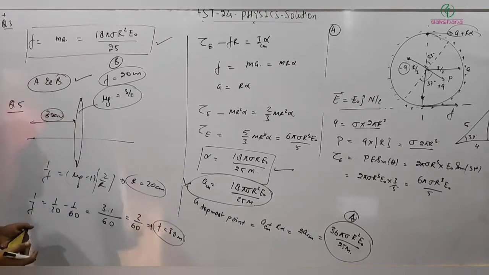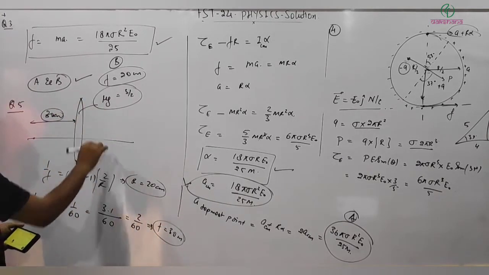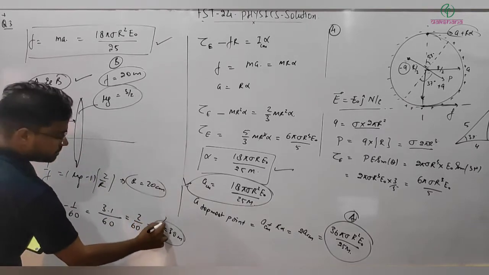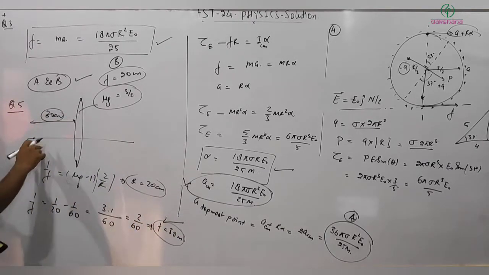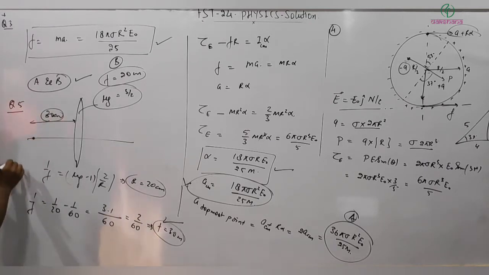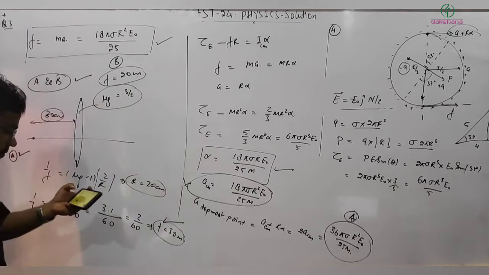So yes, if we are placing another concave lens of 60 centimeter focal length, then the effective focal length of the system can become 30 centimeter, and in that situation, object placed at 30 centimeter, the final image will be formed at infinity. So A is actually our right option.